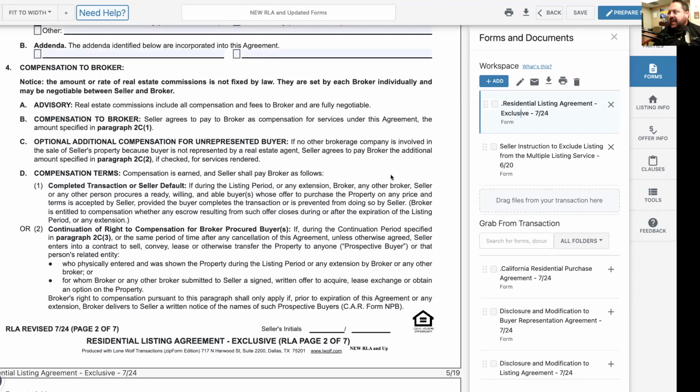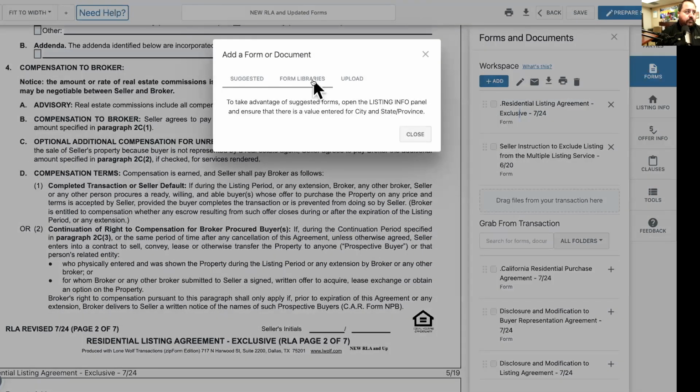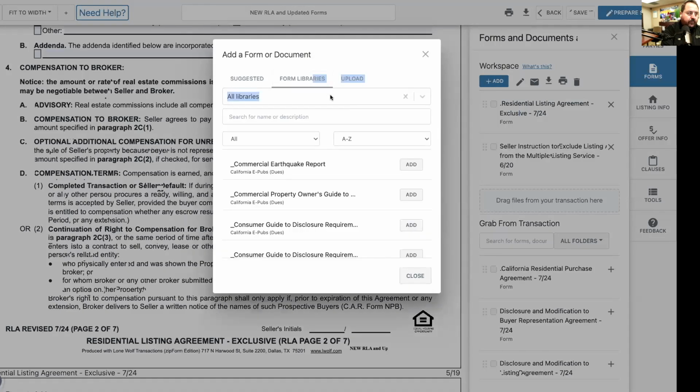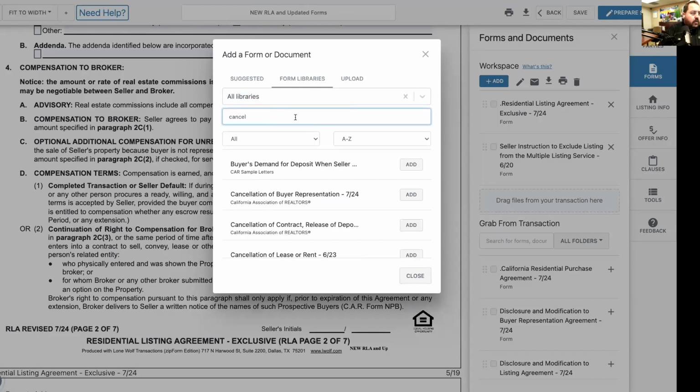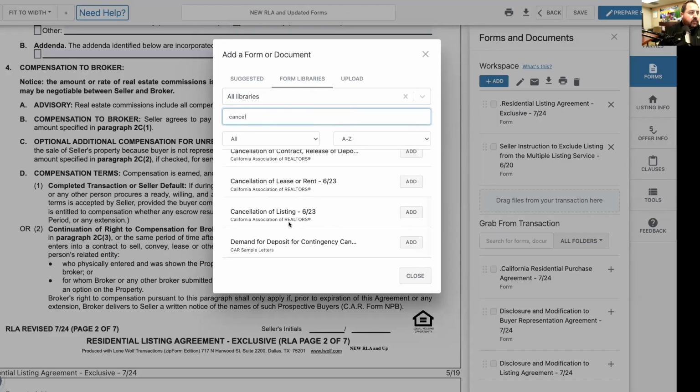I got a question. As a listing agent, how can you cancel a listing? You mean cancel the listing agreement with a seller or cancel from the MLS? I don't know which one you mean, Melissa, but here's the answer to both. If you want to cancel a listing with the seller, there is a form for canceling the listing in Zip Forms. We could bring it up so you guys can see it. It is right here, cancellation of listing.